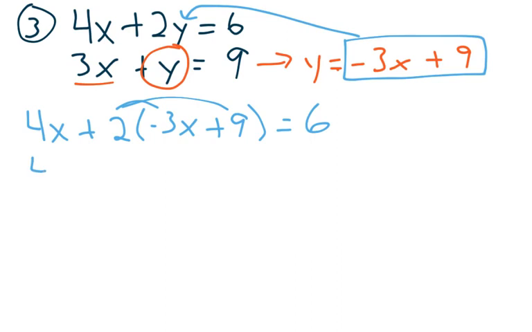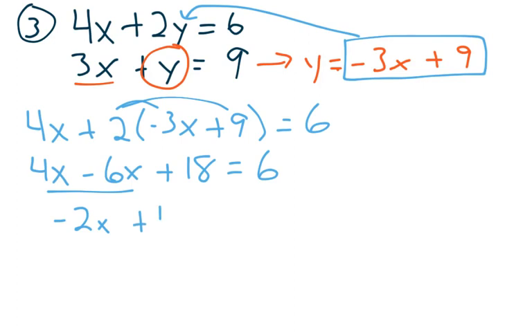Distribute. 4x, 2 times negative 3x is negative 6x. 2 times 9 is 18. And that's equal to 6. Combine your like terms right here. 4x minus 6x is negative 2x plus 18 equals 6.